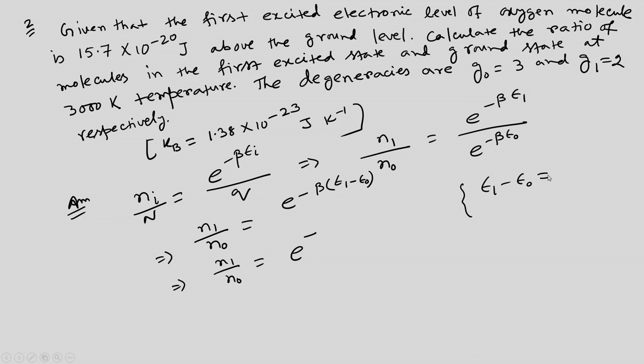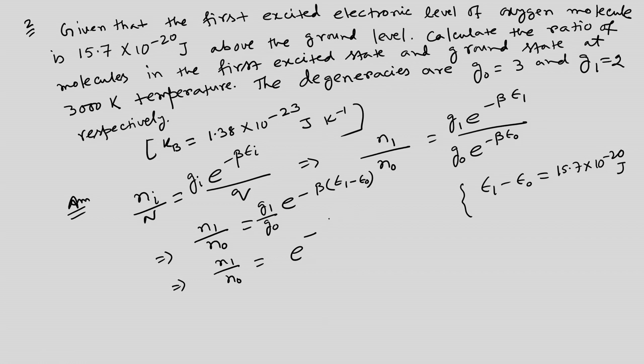And now, we have not considered degeneracy here so far. If we consider degeneracy, we get the degeneracy factor g1 by g0. So, N1 by N0 is g1 by g0 times e to the minus beta times epsilon 1 minus epsilon 0, and epsilon 1 minus epsilon 0 is 15.7 times 10 to the minus 20 joule.